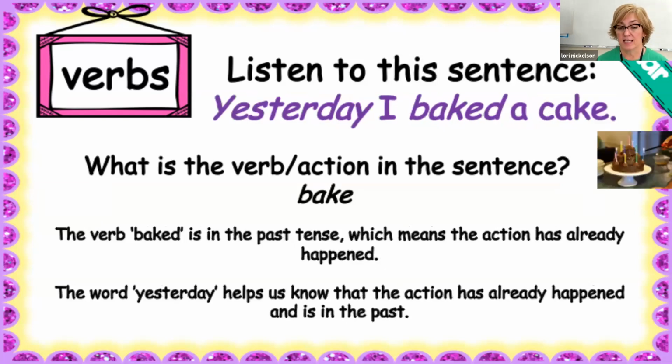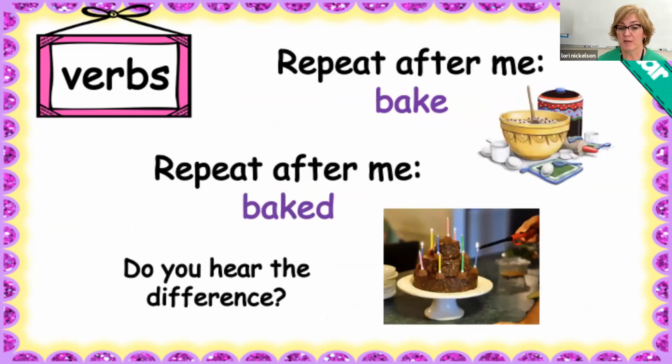Listen to this sentence. Yesterday, I baked a cake. What is the verb or action word in this sentence? It's baked, right? The verb baked is in the past tense, which means the action has already happened. The word yesterday tells us that it happened in the past. When did you bake it? Yesterday. Good. Repeat after me. Bake.